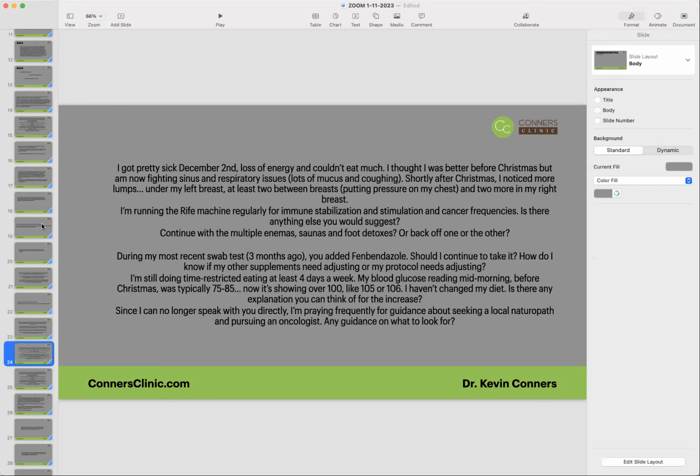I got pretty sick December 2nd, loss of energy, couldn't eat much. I thought I was better before Christmas, but now I'm fighting sinus and respiratory mucus, coughing. Shortly after Christmas, I noticed more lumps under my left breast, at least 2 between my breasts, putting pressure on my chest, and 2 more on my right breast. I'm riding my Rife machine regularly for immune stimulation of cancer frequencies. Is there anything else you would suggest?